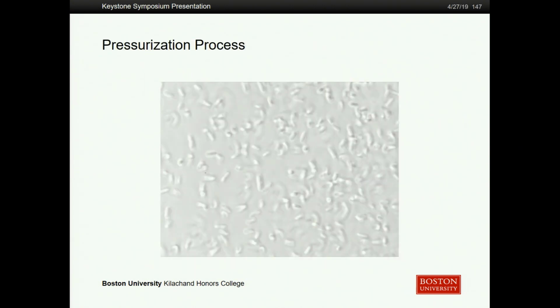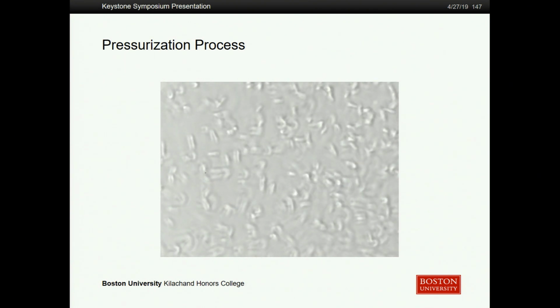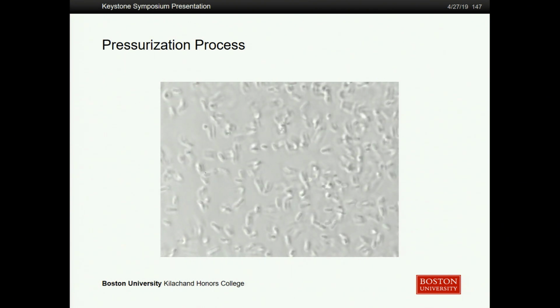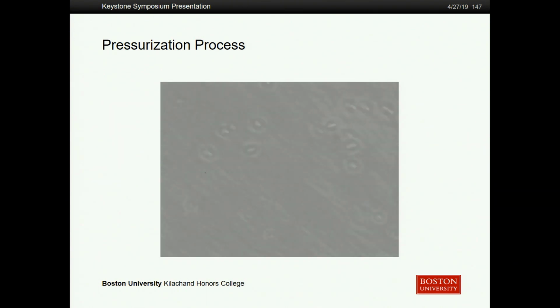So this is an image of the pressurization process. As you can see, you can't really see what's going on. This is pre-pressurization. You can see that there are cells, but you're not really sure what's going on. Now we're starting to induce pressure by adding air into the top chamber. So everything's going a little crazy. It's a little bit dark, and that's because the microscope needs to focus and it needs to find these cells.